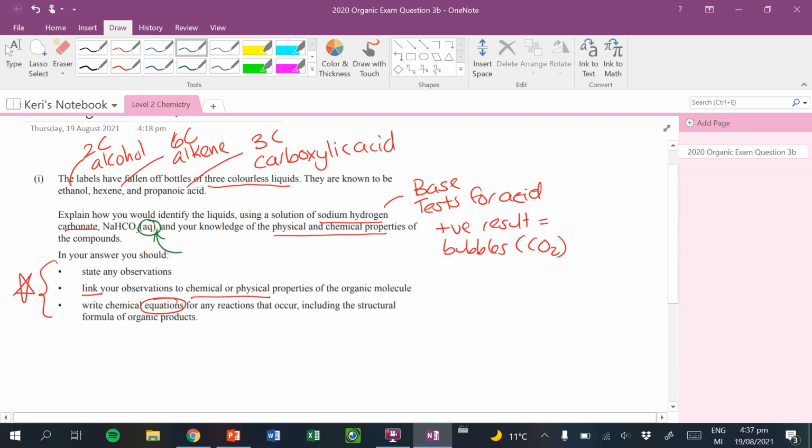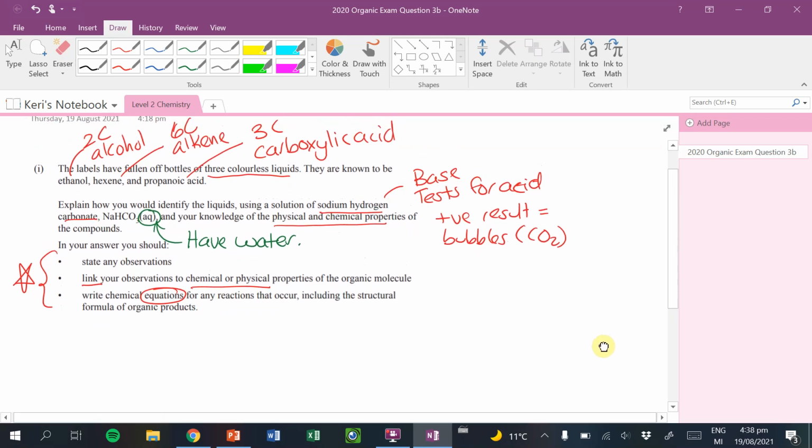Aqueous. That's a really important thing, because even though they've only given you one reagent to test your unknowns, the fact that this is aqueous also means that you have water. And that can help you with that identification process. So assume you have water, because when it comes to these identification reagents, it's going to be dissolved in water. I'm just going to quick fire through my answer. I'm not going to do a proper written one because I'm going to show you the marking schedule.